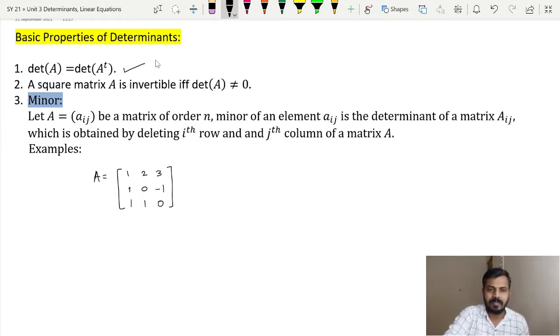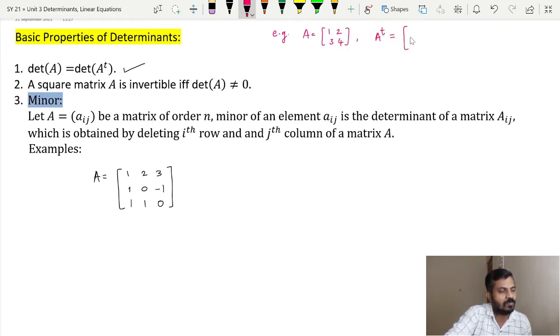Now what do you mean by A transpose? We have already studied it before, but here is one example in order to understand it. Let us say A is equal to 1, 2, 3, 4. Then what will be our A transpose? Whatever the first row is, we write it column-wise: 1, 2, and similarly for the second row, 3, 4. If we find the determinant of A and A transpose, both are going to be the same.